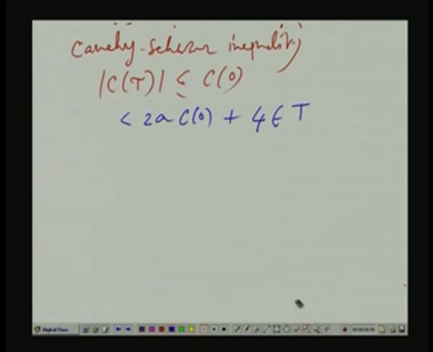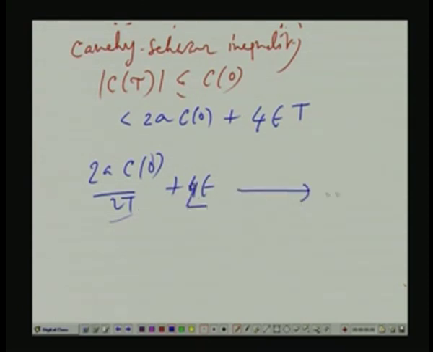If you divide by 2t, so 2a C 0 by 2t plus 4 epsilon. So, as t tends to infinity, this part goes to 0, and you remain with 2 epsilon. So, it goes to 2 epsilon as t tends to infinity, and epsilon can be as small as possible. So, that means that ergodicity in mean, that condition is satisfied.